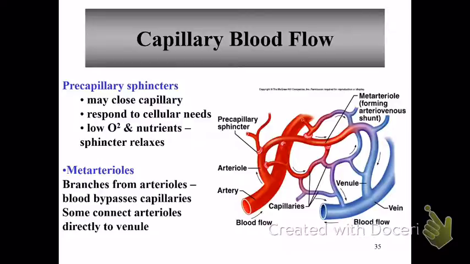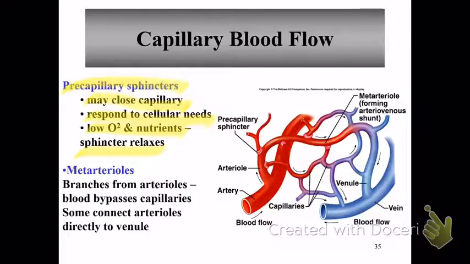Okay, capillary blood flow, we already said it, let's highlight it, has these sphincters that open and close. You can see the sphincters in the picture. Capillary sphincters may close capillaries, and that's going to respond to cellular needs. So let's say you're doing squats, and you're using your leg muscles a whole lot. Well, you're not going to carry excess oxygen to your biceps. It's going to keep on going and go down to the legs.